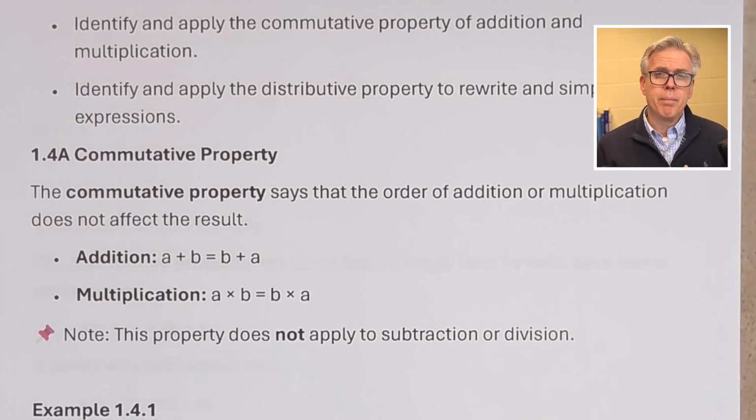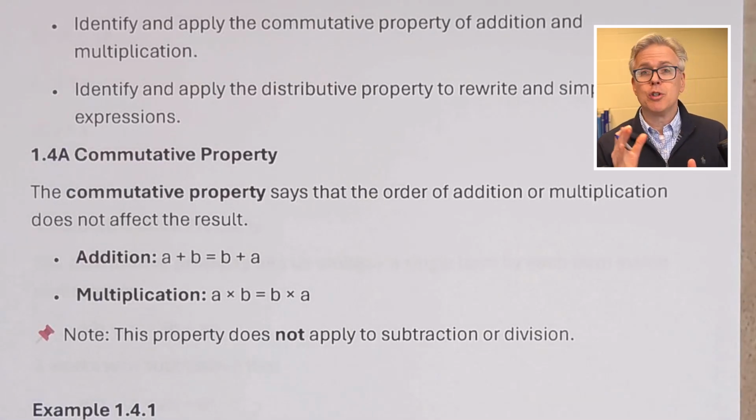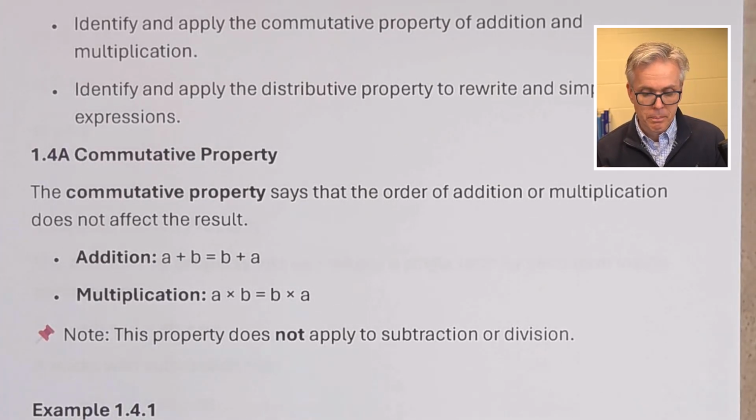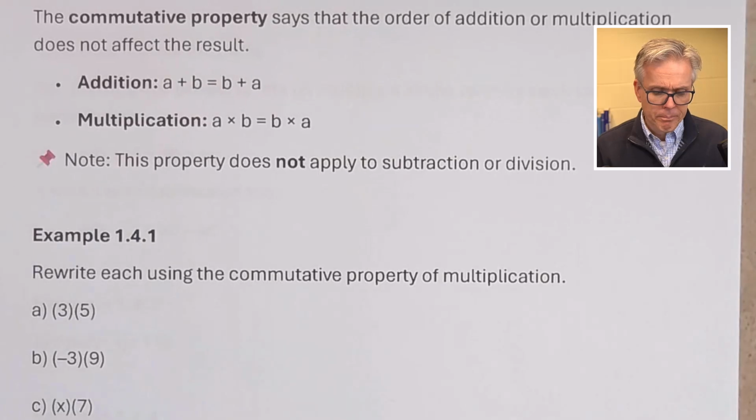The commutative property basically says something you already know, that 5 plus 2 is the same as 2 plus 5, and 5 times 2 is the same as 2 times 5. The order in which we add or multiply doesn't matter. And that only occurs with addition and multiplication, not subtraction and division. So let's look at a few of these.